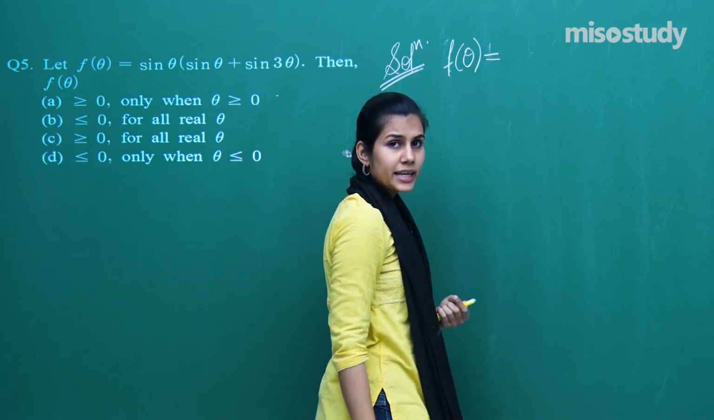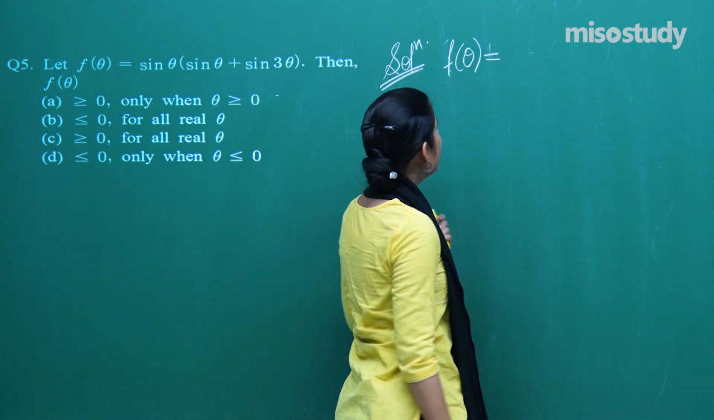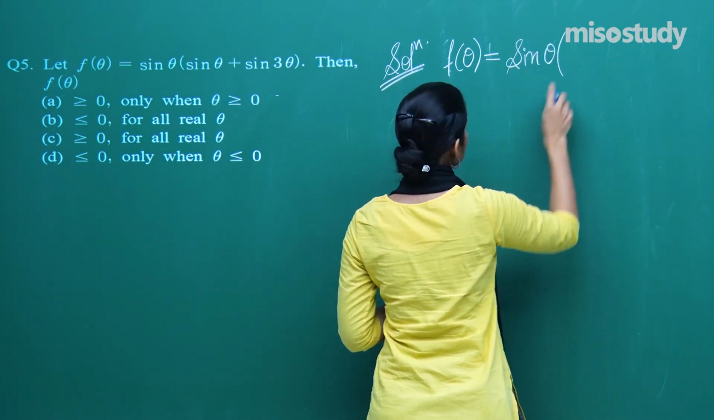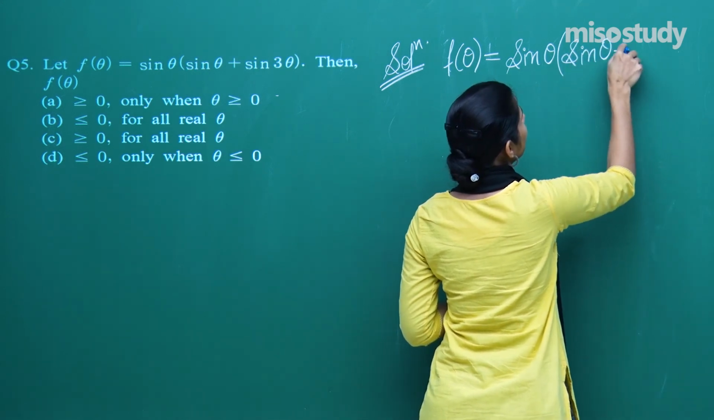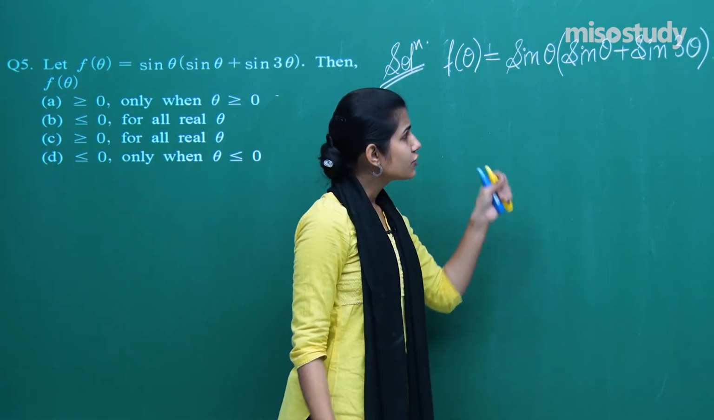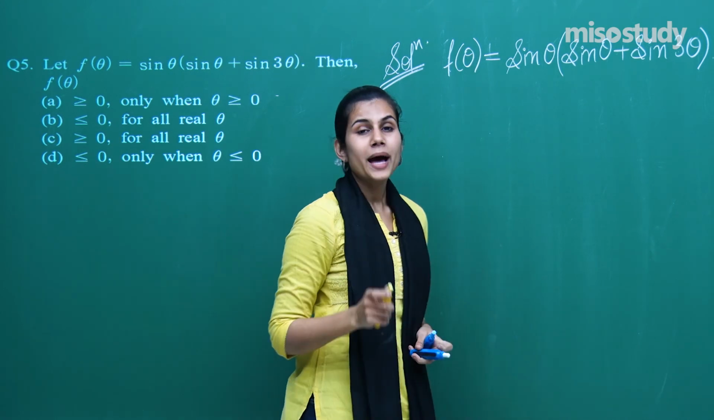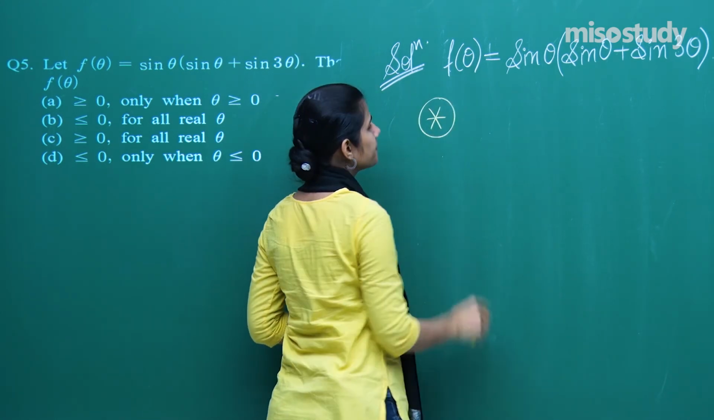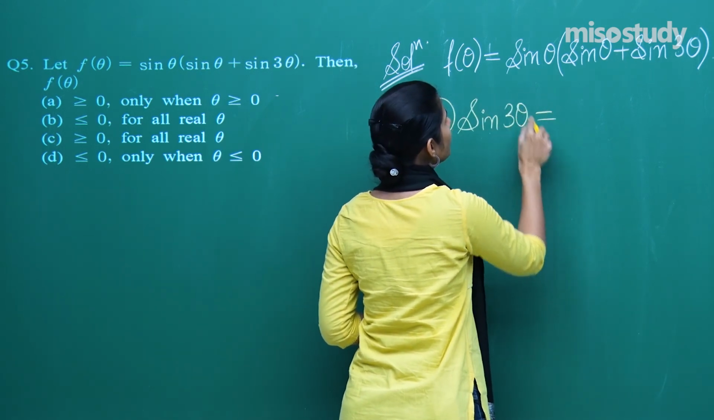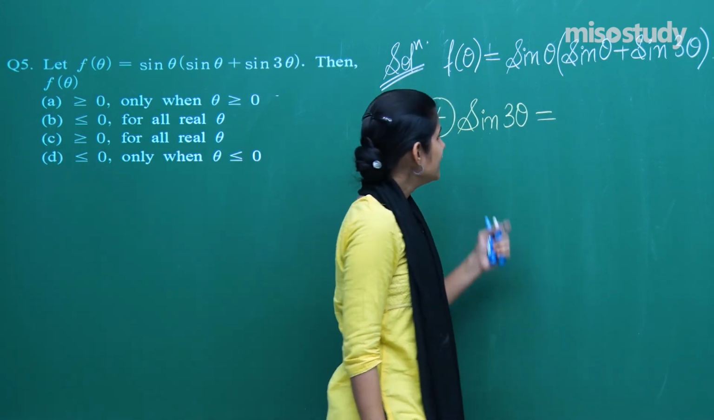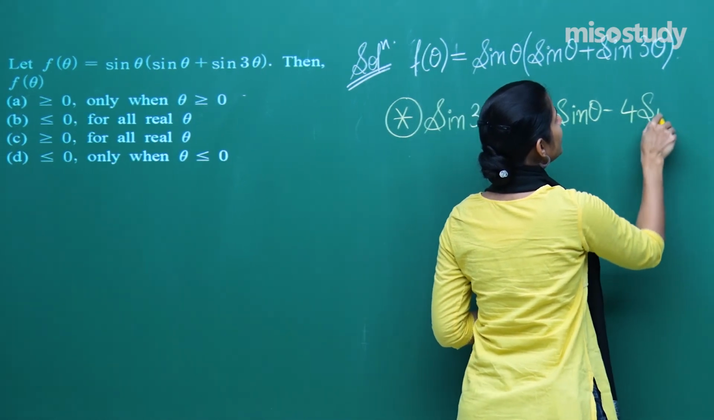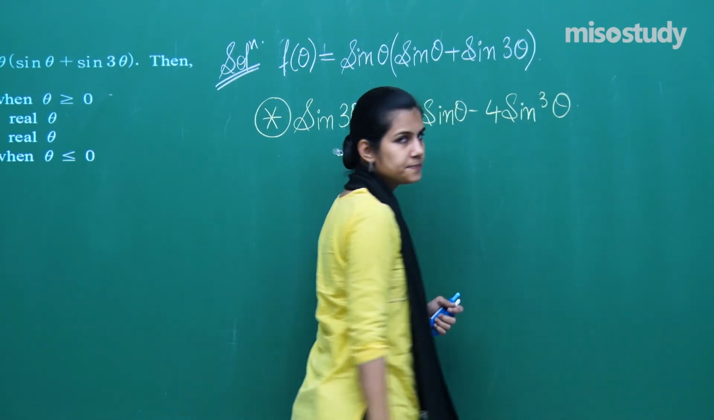The function given to me is that when you input theta, f of theta, which is the output, turns out to be sine theta multiplied by the expression sine theta plus sine 3 theta. Now obviously trigonometric terms are getting involved over here. For that, let me give you a small concept. This concept speaks about the formula of sine 3 theta, which will be used over here to solve this. Sine 3 theta is 3 sine theta minus 4 sine cube theta.